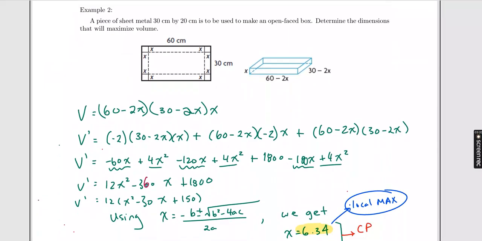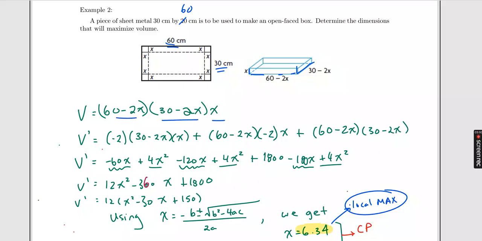Question 2. You've got a piece of metal, 30 by 60. This is supposed to say 30 by 60, not 20. It's used to make an open-faced box. Determine the dimensions that will maximize the volume. The volume of any box or rectangular prism would be length times width times height.